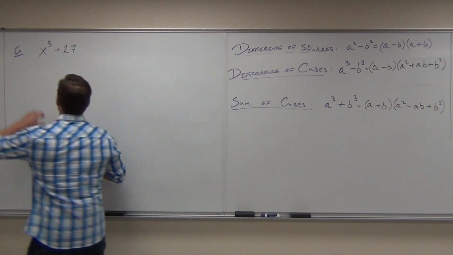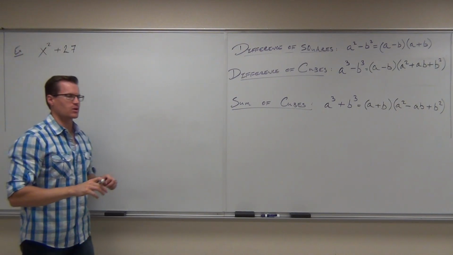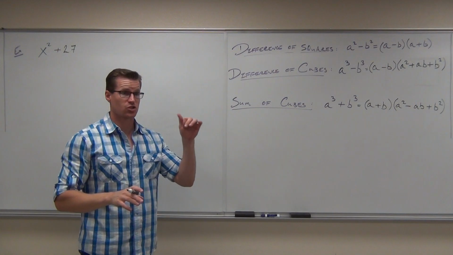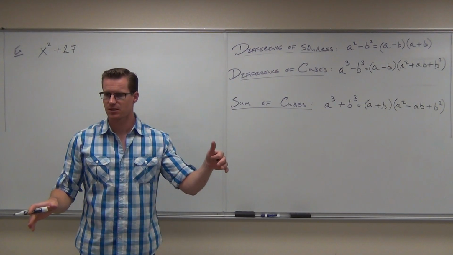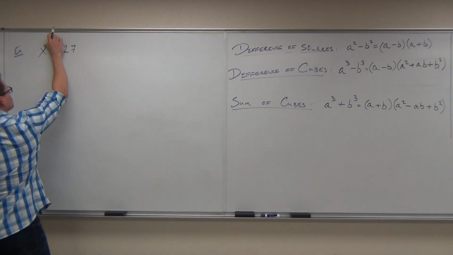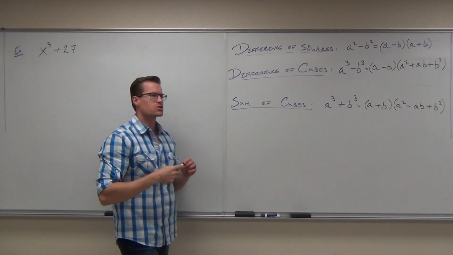Well, let's look at it. If this was a square, could I do that? No. Oh, I'm sorry, if this was a square, I'd say two terms, square and a plus, I'm done. There's no way I can factor that. Does that make sense? No way. But as soon as I put a cube up there, things change a bit.